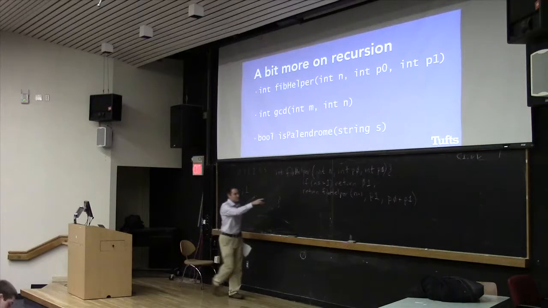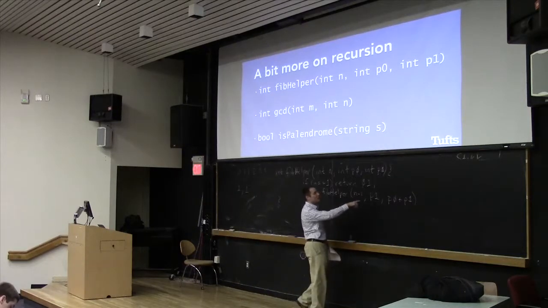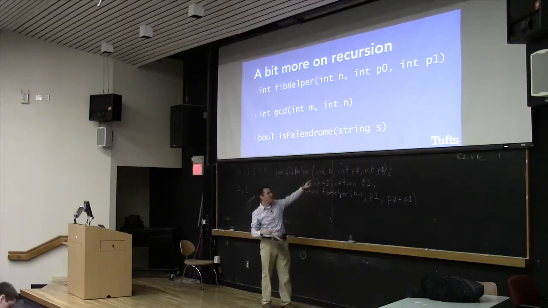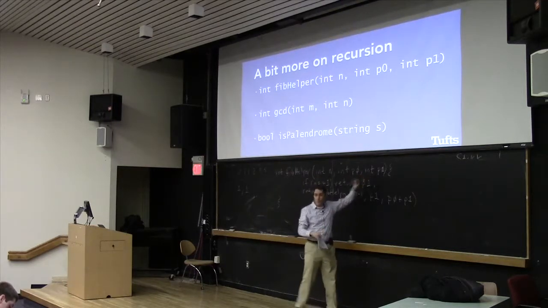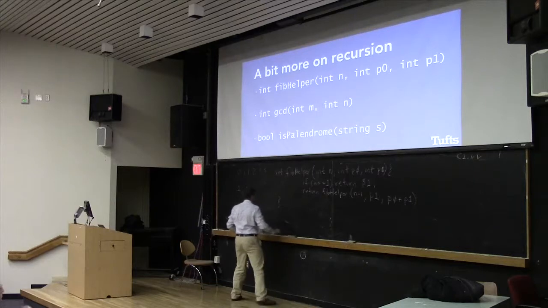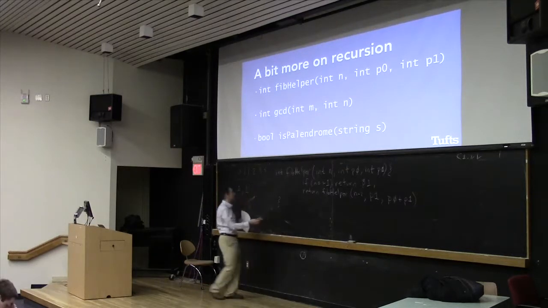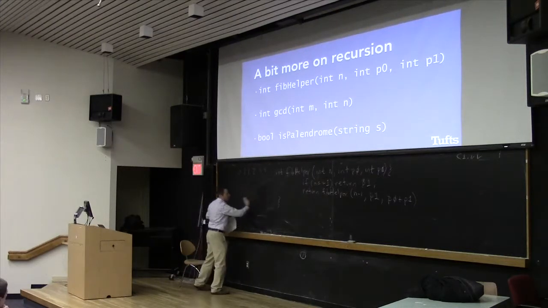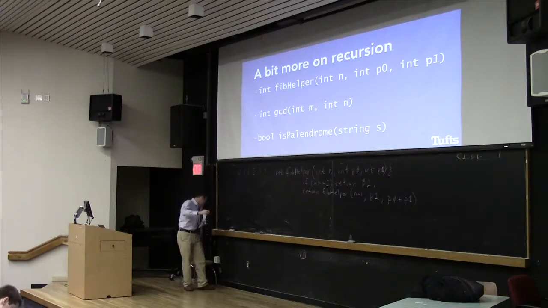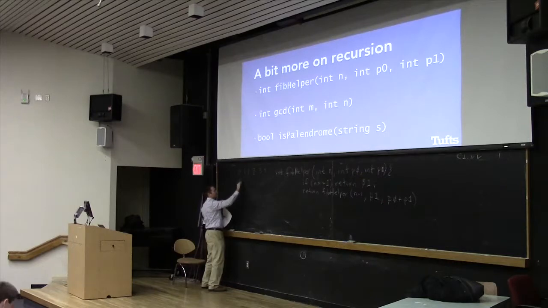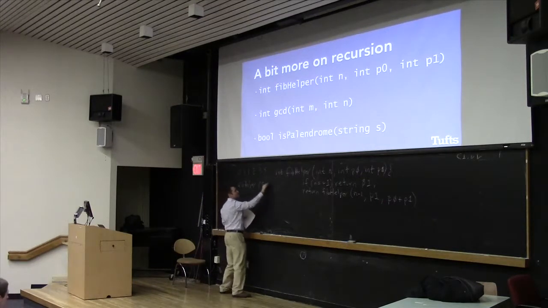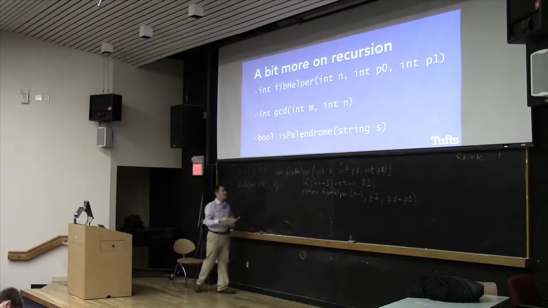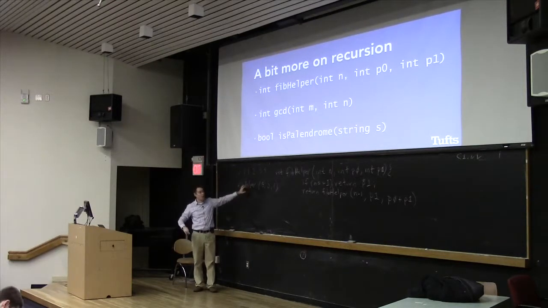Okay? So this one, if we call this with, let's say 5, 0, and 1, watch what happens. Let me write that somewhere where it makes sense. Right over here. OK. We call this with fib helper 5, 0, and 1. Okay? Let's see what this calls.